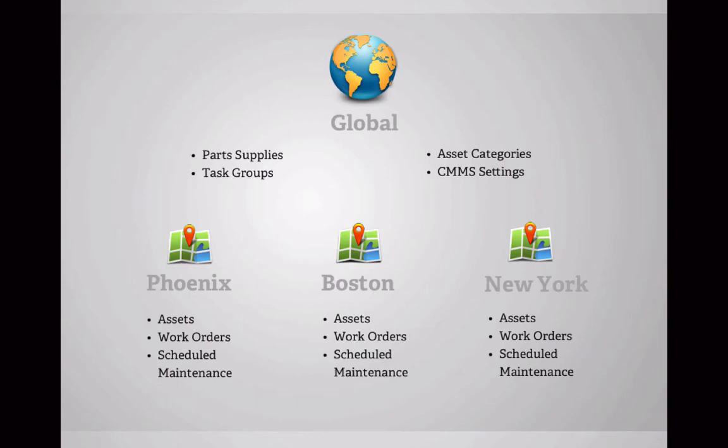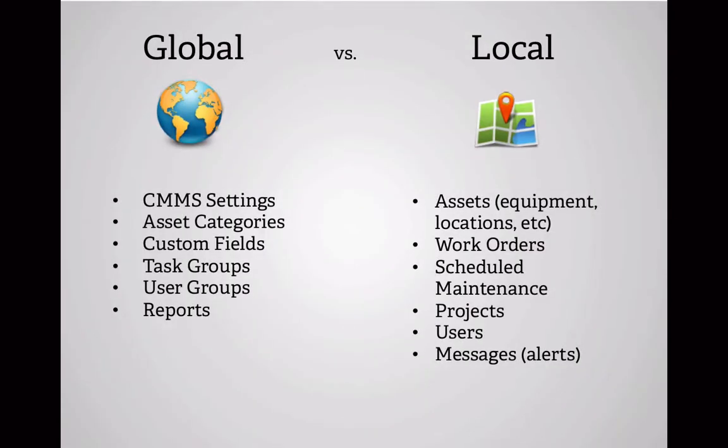More specifically, here are all the different fields in the CMMS, broken down by what's site-specific, or local, and what's a global field. The settings are all global. They're set once, and then they're the same across all the sites. This includes all the CMMS settings, asset categories, and custom fields. Task groups and user groups are also global. If I create a new custom user group or task group, it's accessible for every site.